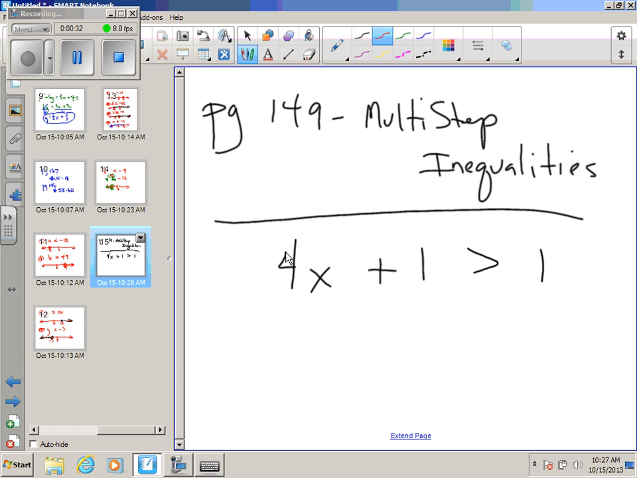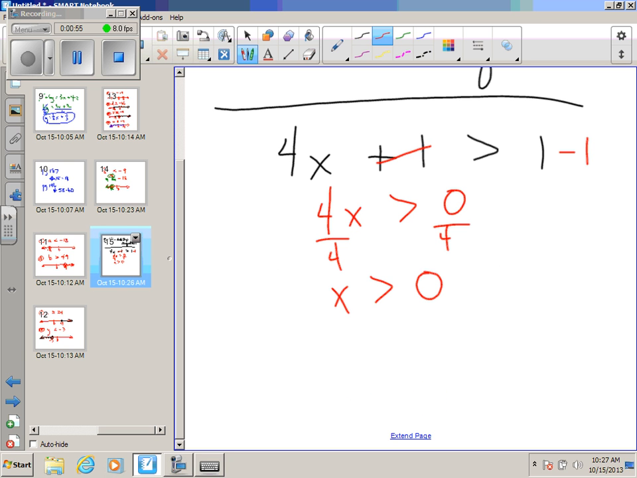The first thing we get rid of is the positive 1 by doing what? Yes. We will subtract the 1. 4x is greater than 0. Divide both sides by 4, and x is greater than 0. Now the graph, there's my 0. It's just a regular greater than. Do I put a circle or do I put a point? A circle. And I shade which way? To the right.